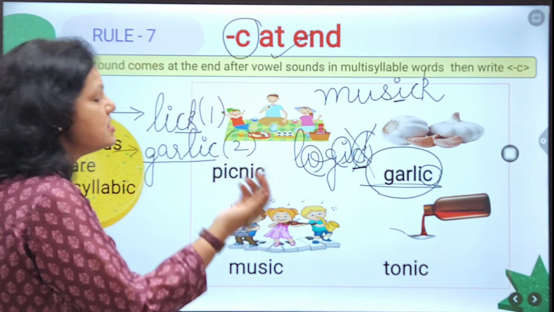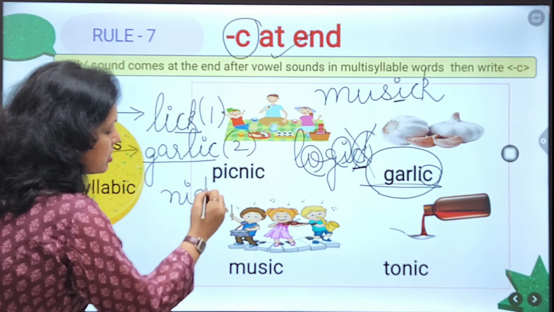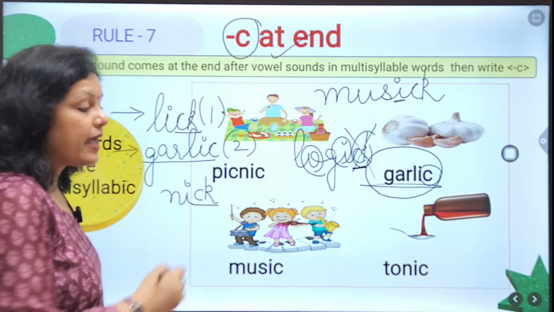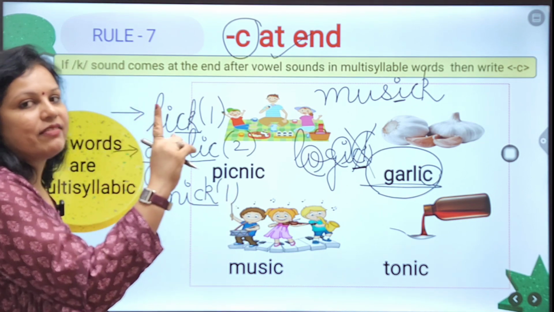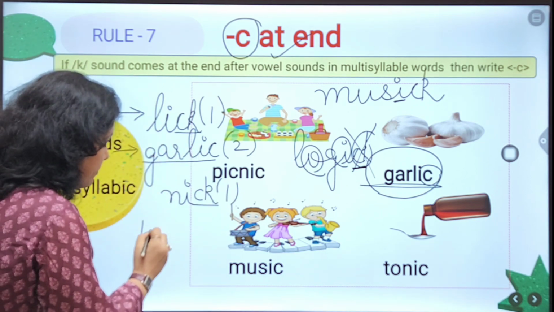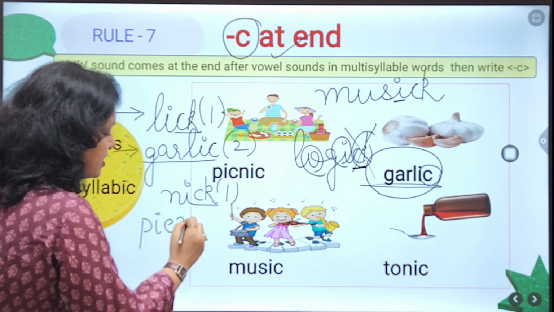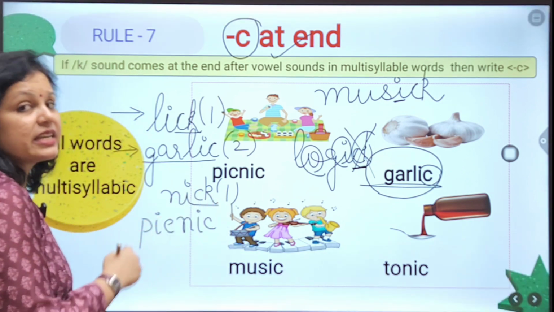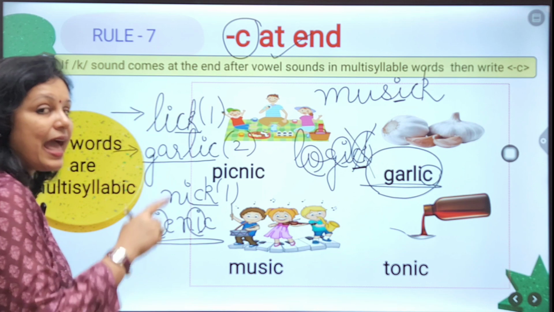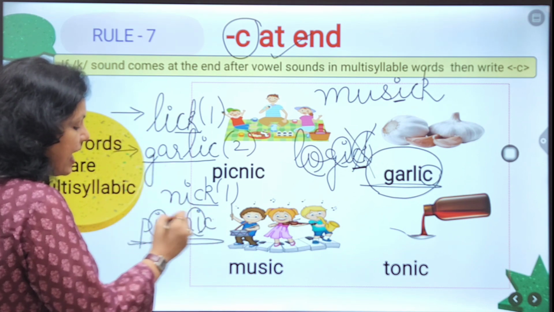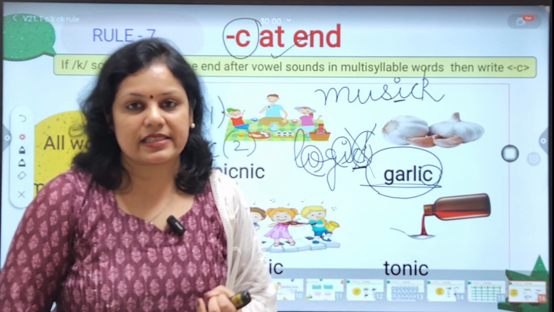Similarly, pick, nick. If you want to write nick, the K sound will be written with CK. Why? Because this word is having only one vowel sound. But if I want to write picnic, I'm not writing CK after pic, and again I'm not writing CK after nic. Why? Because the whole word is having two vowel sounds, and that is why the K at the end will be skipped off. So this is the rule that you need to understand.